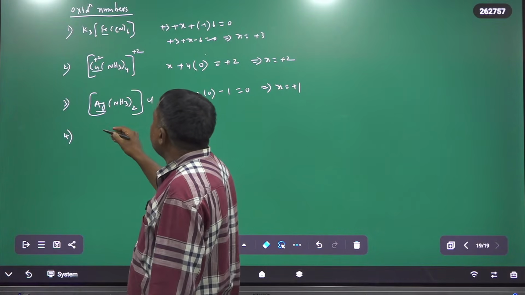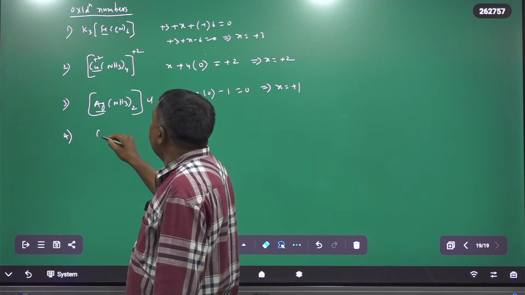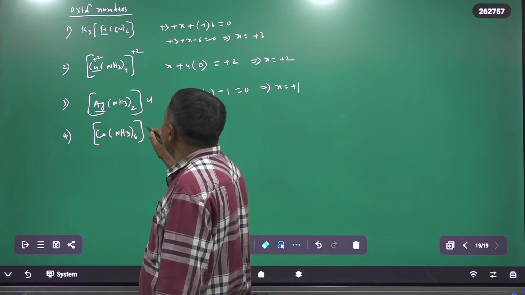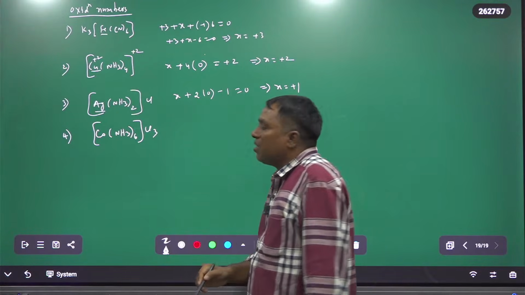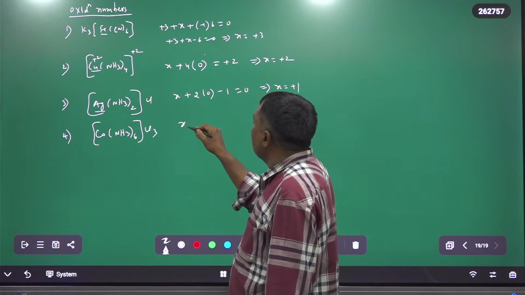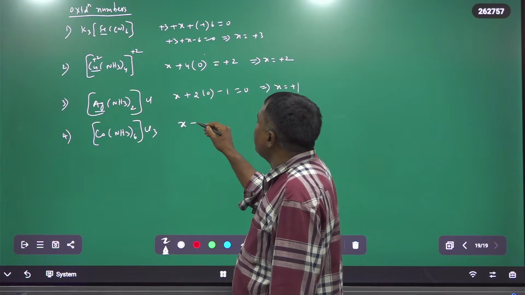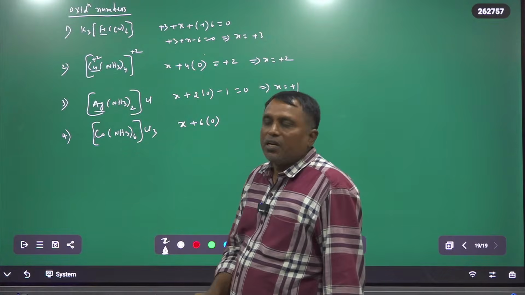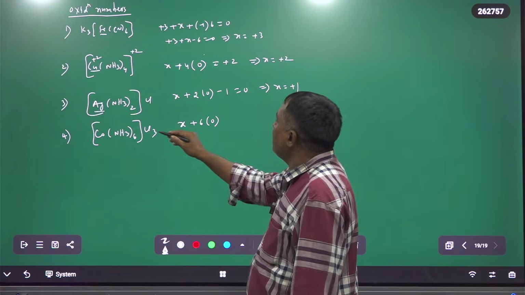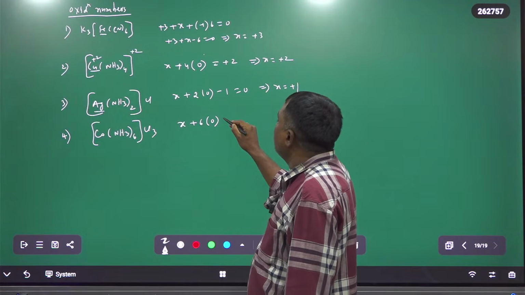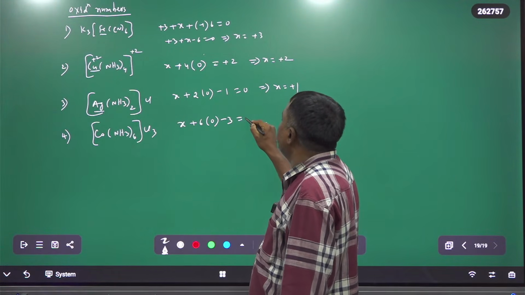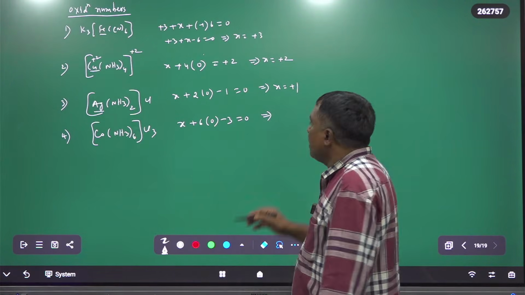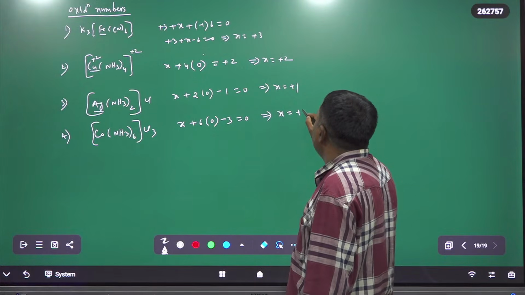Suppose [Co(NH3)6]Cl3. So Co is the central atom. Its oxidation number you consider as X, and there are 6 NH3 ligands, therefore 6 into 0, because NH3 is the neutral ligand, and Cl is the negative ligand. There are 3 negative ligands, therefore minus 3 is equal to 0. The sum of oxidation numbers of all the elements must be equal to 0. Therefore X is equal to plus 3, the oxidation number in this case.